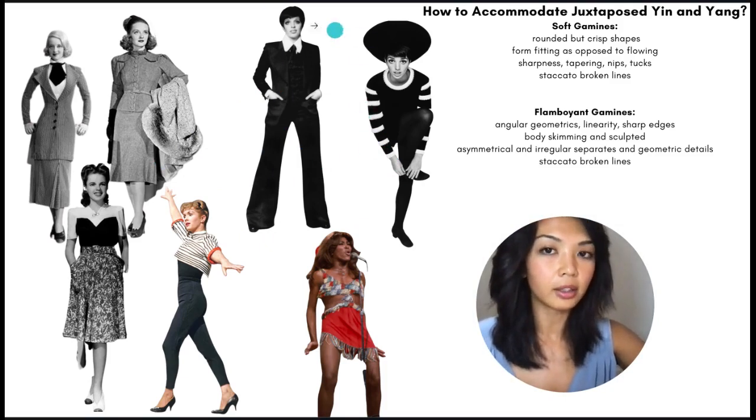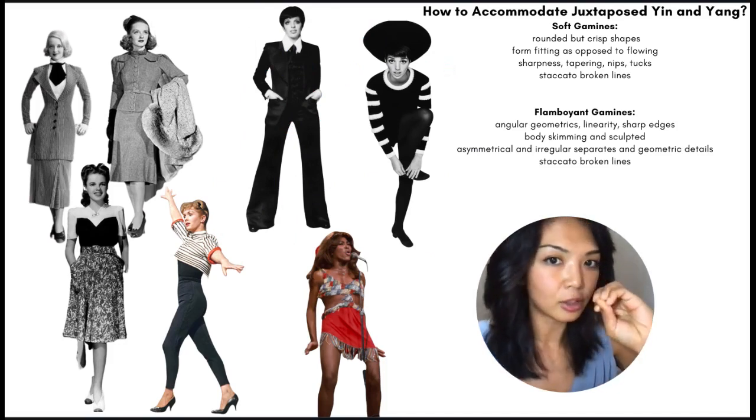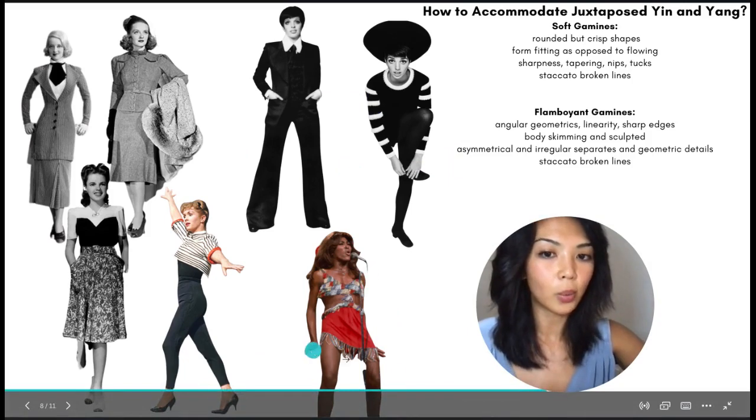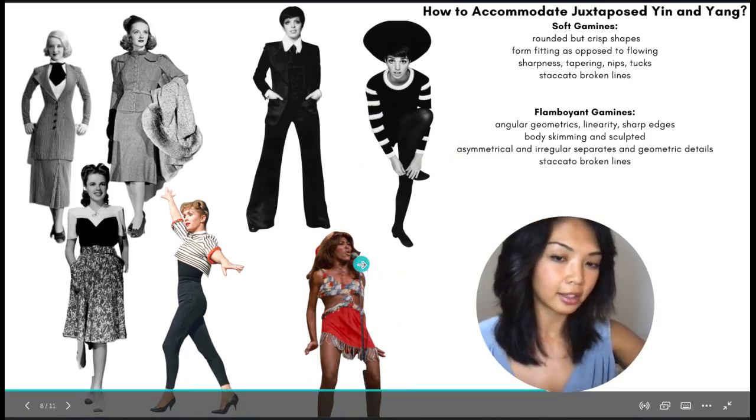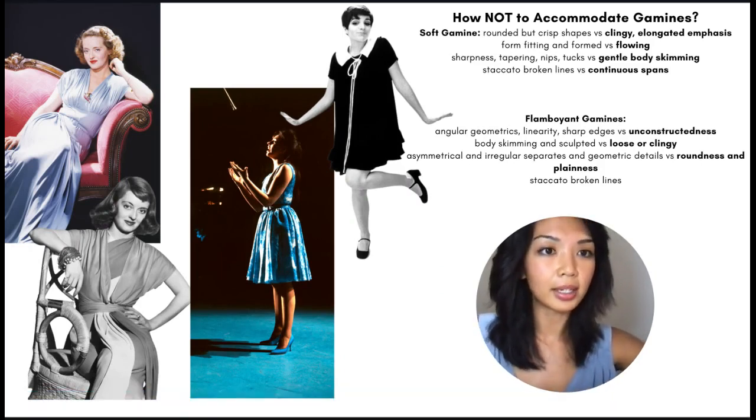So here, a little bit more broadness and tailoring throughout the shoulder, more elongation throughout these lovely flare legs. Here, more sharp sense of geometrics, bolder shapes, and here, more daring kind of angularity. All right, so how do you not accommodate these gamines?